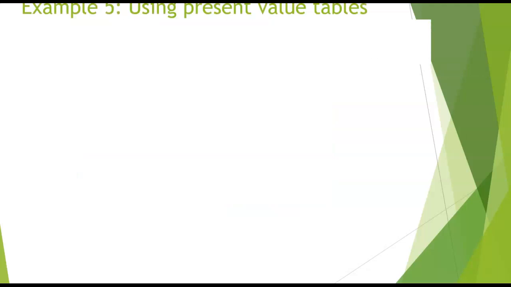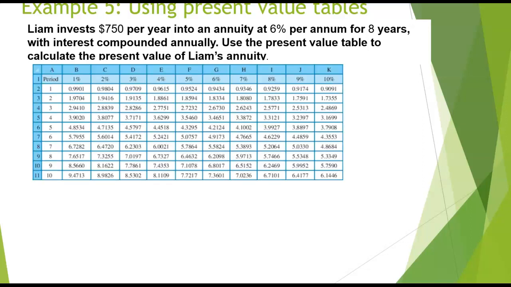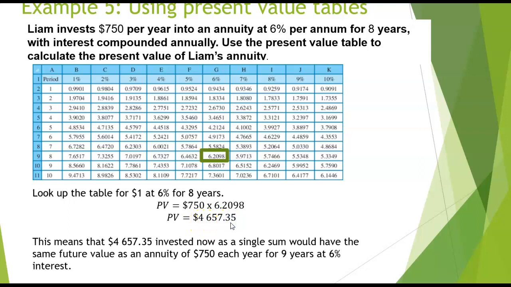What about going backwards and using the table for present value? So Liam invests $750, 6% for 8 years compounded annually. So here's our table, 6%, 8 years. So it's going to be this square here. All right, so we look up the table for $1. Our present value is going to be 750 times this. And we get $4,657.35.